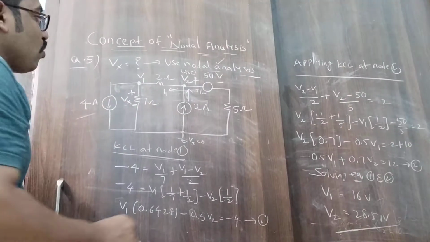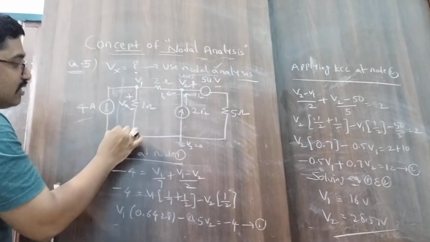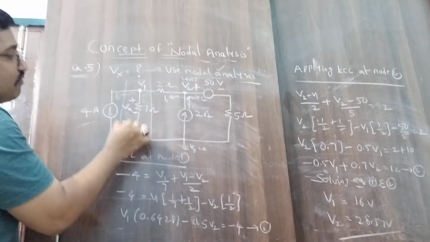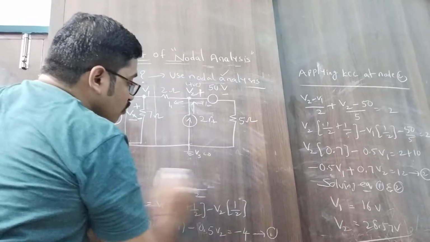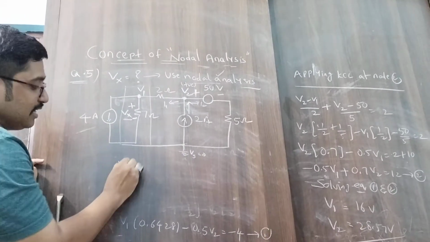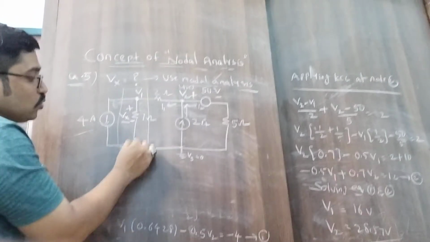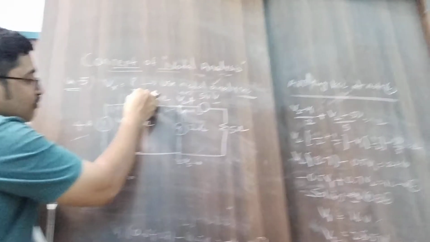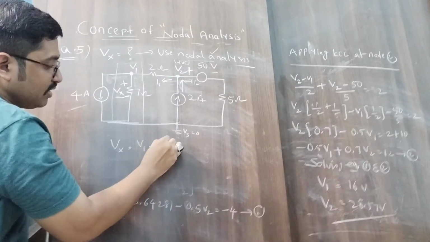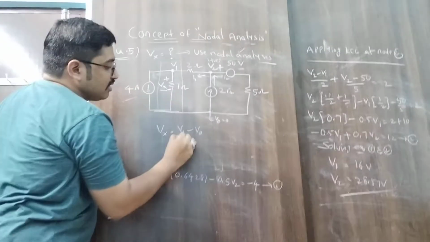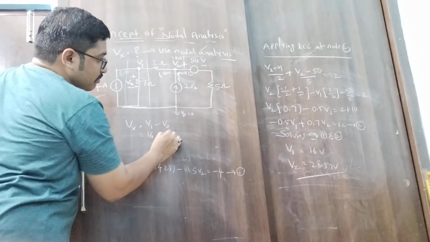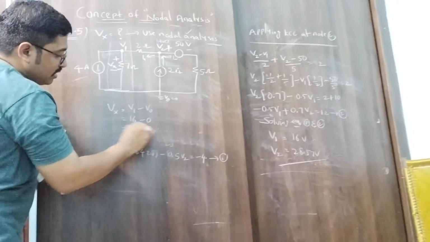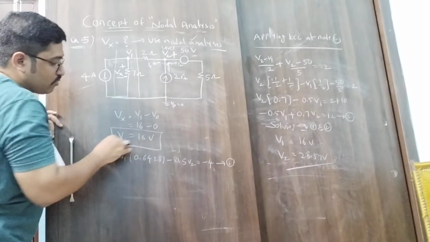What did the problem ask us to find? It asked us to find Vx. You need to calculate the value of Vx. Where is Vx? Vx is located between the two nodes, that is V1 minus V0. The value of V1 is 16 volts, minus 0, so Vx is equal to 16 volts.